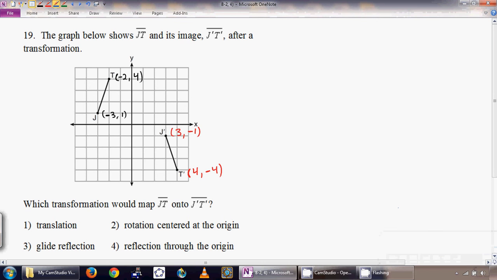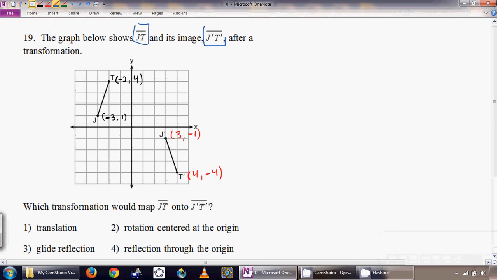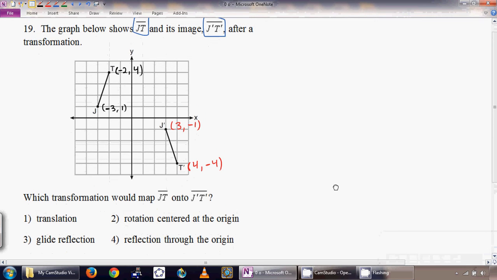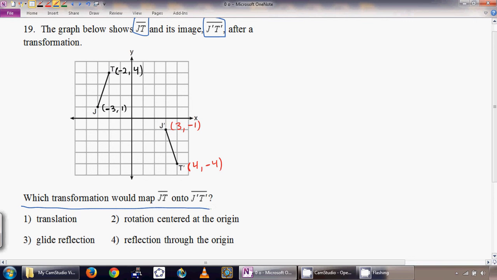All right, on problem number 19. The graph below shows segment JT and its image J prime T prime after some transformation. And they ask which transformation would map our pre-image to our image. And this is a tough one because we don't have access to orientation.